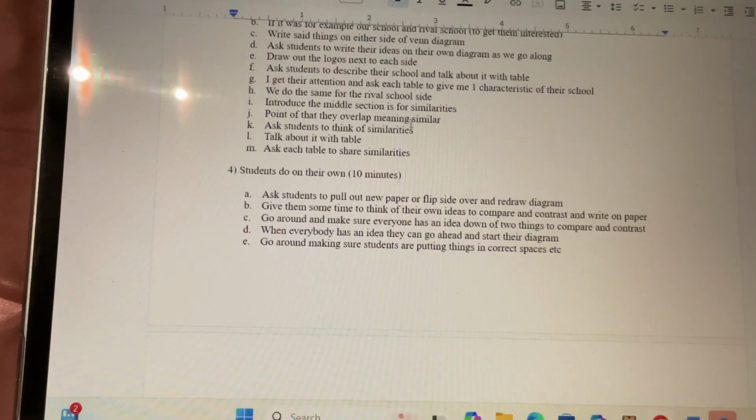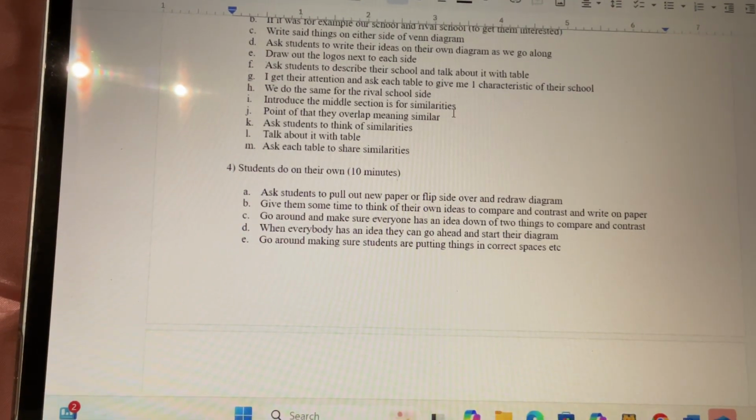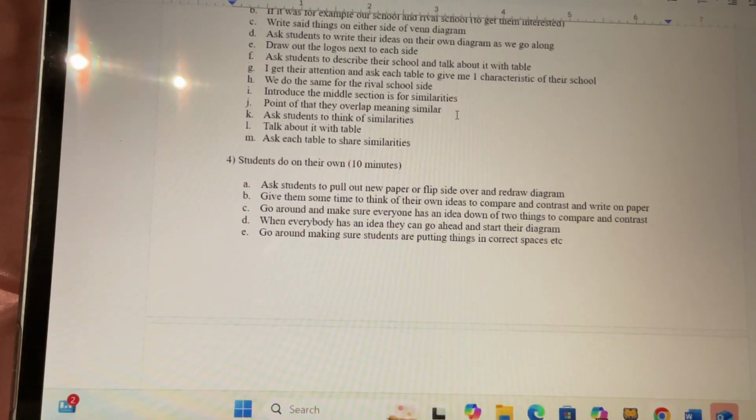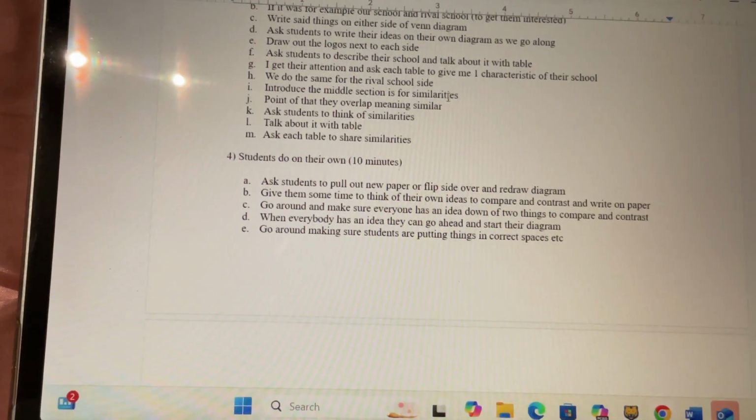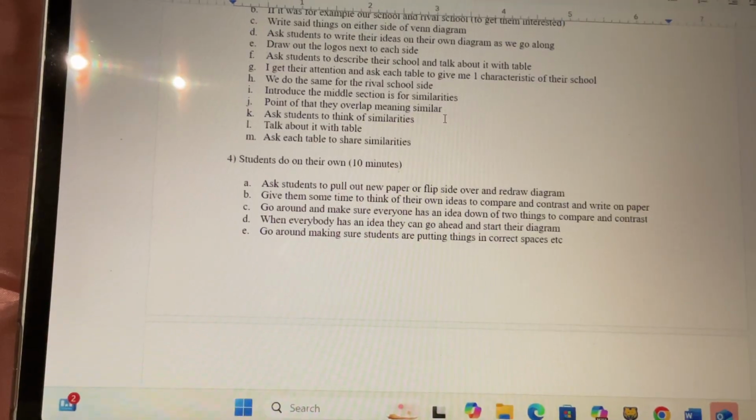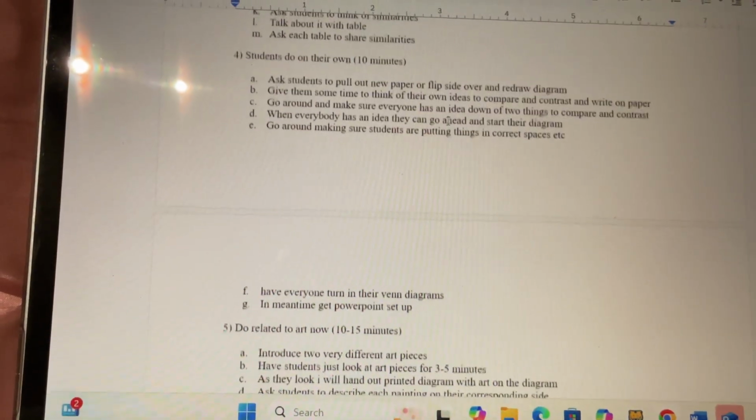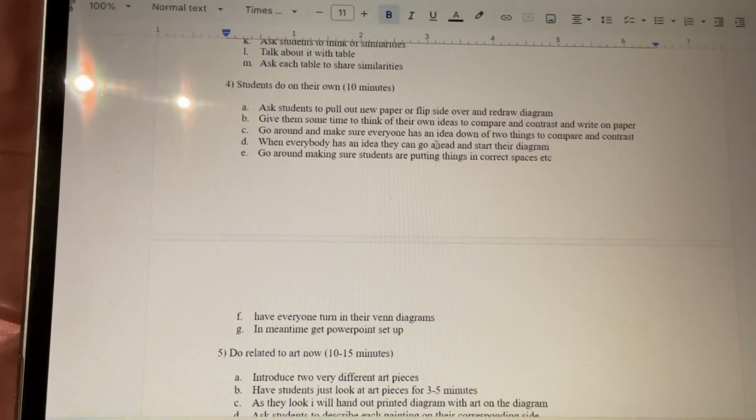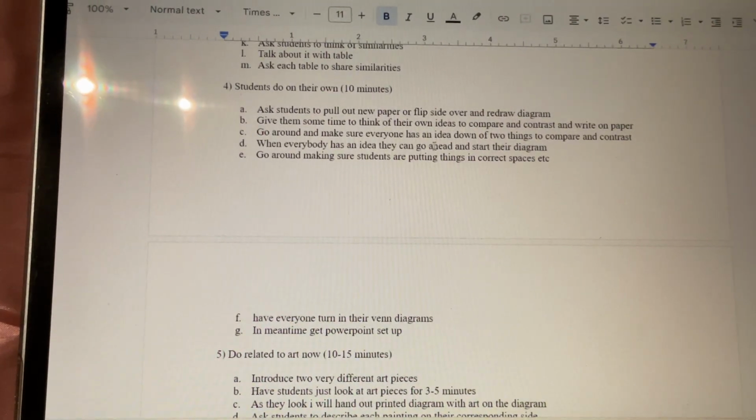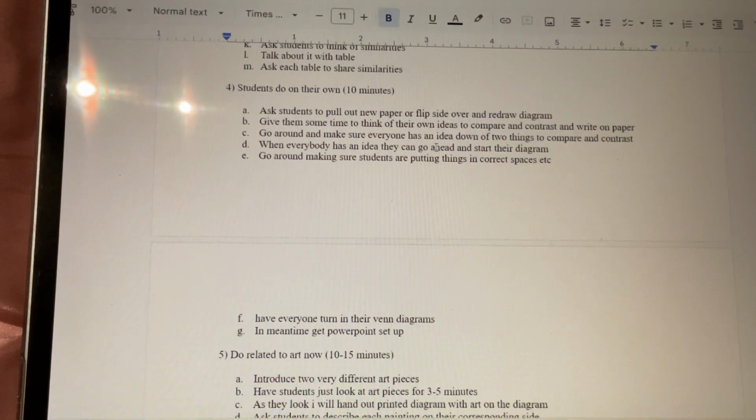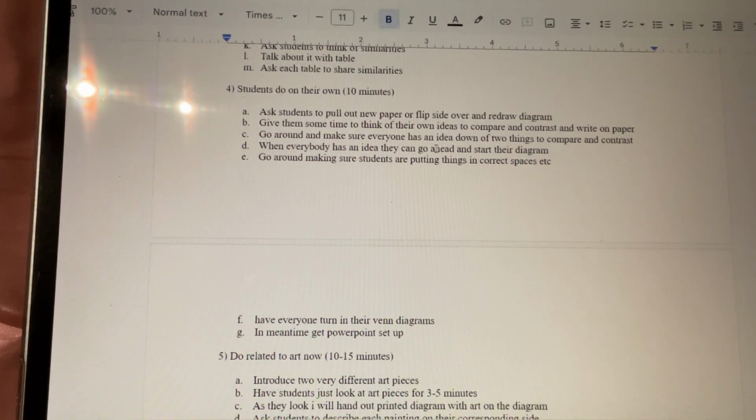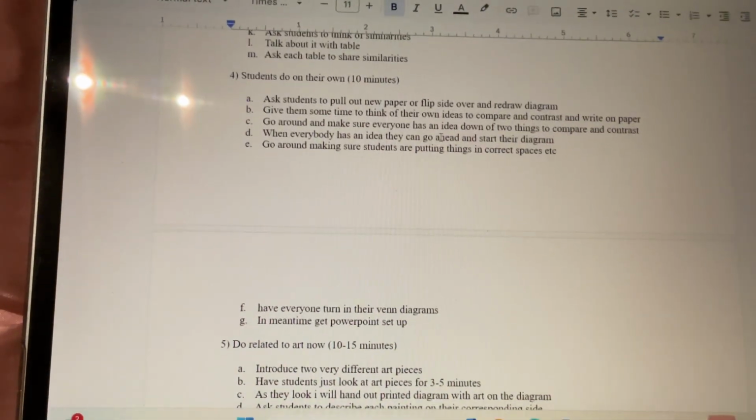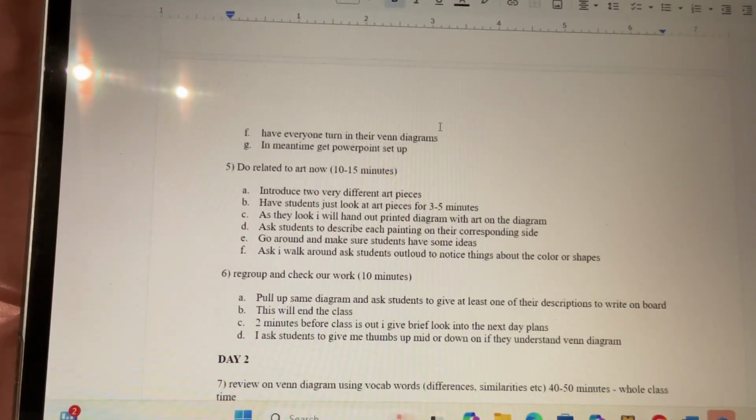But then I would also talk about the section that is for similarities and how overlapping is a visual component for the word similarities. And then I would have students do their own activities, so then they would think of something personal to them, and they would complete that Venn diagram by themselves for a few minutes. And I'd go around making sure everyone was doing things correctly and help if needed.